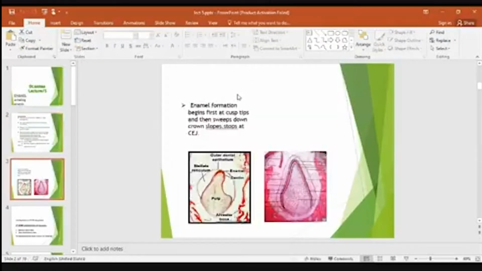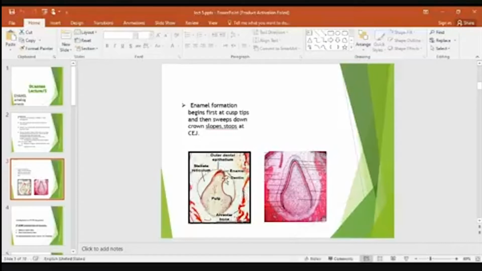Here you can see enamel formation begins first at cusp tip. أول من يبدي الانامل يتكون. Where is it formed? It is formed at the tip of the cusp of the tooth, or at the incisal area in anterior teeth. Then it sweeps down the crown and stops at the cemento-enamel junction. Here stop. Okay? When I point here stop. راح يتوقف هنا.